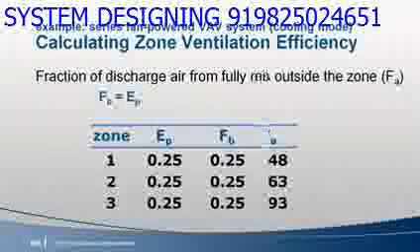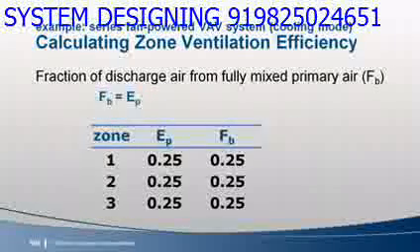The next term, F sub b, is the fraction of discharge air that comes from the primary airstream. This term is the same as E sub p, the primary air fraction that we calculated earlier. For our example, this was 0.25 for all 3 zones.